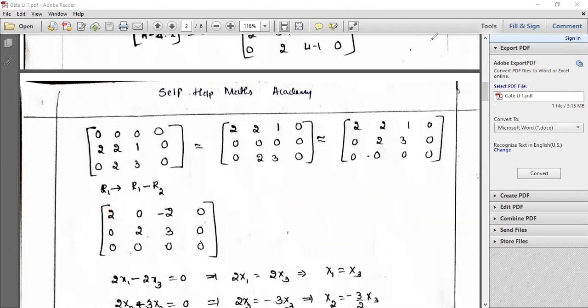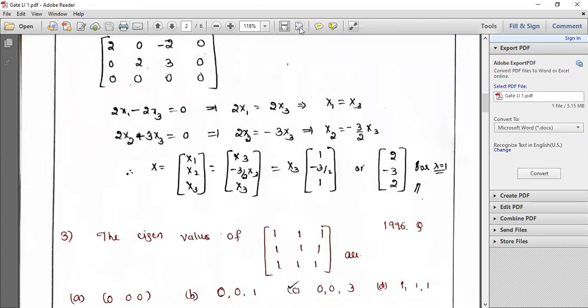So you can write the general solution, or the corresponding eigenvector I need. x will be equal to x1, x2, x3, where x1 is x3, x2 is minus 3 by 2 times x3, and x3 is x3. If I take x3 out, it is 1, minus 3 by 2, 1. If I don't want the fraction, I can multiply the whole thing by 2. If I take x3 as 2, then I'll be getting 2, minus 3, 2. So this is the corresponding eigenvector with respect to lambda is equal to 1.